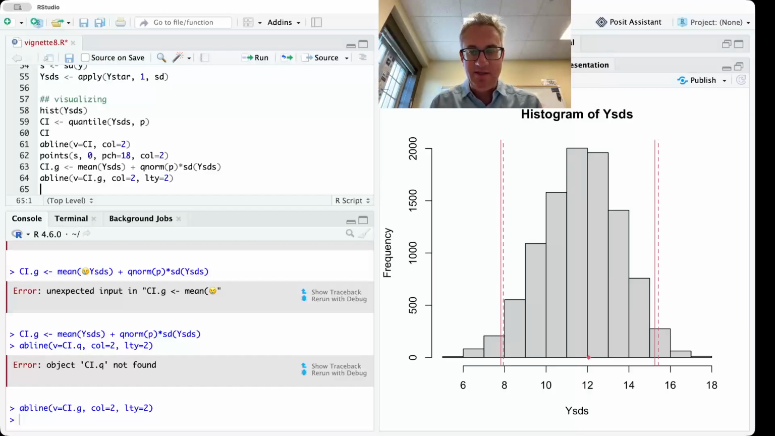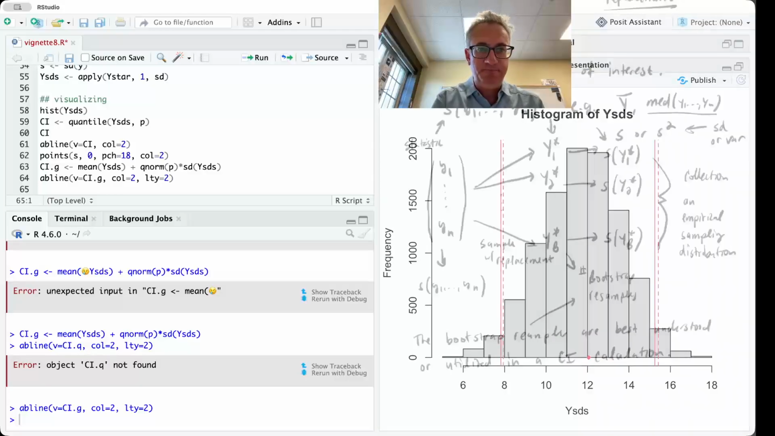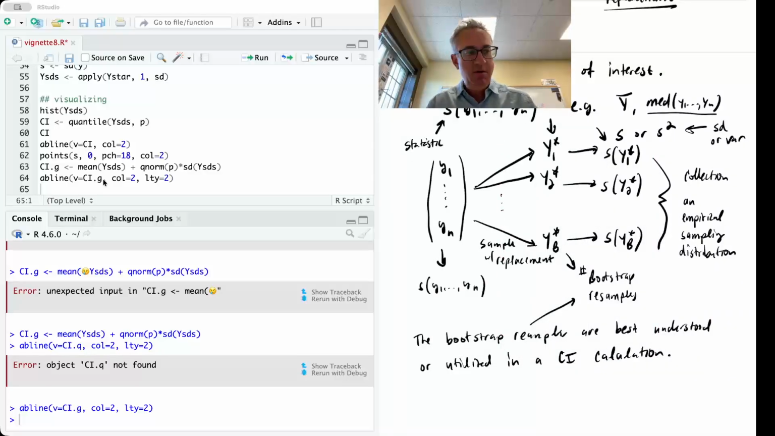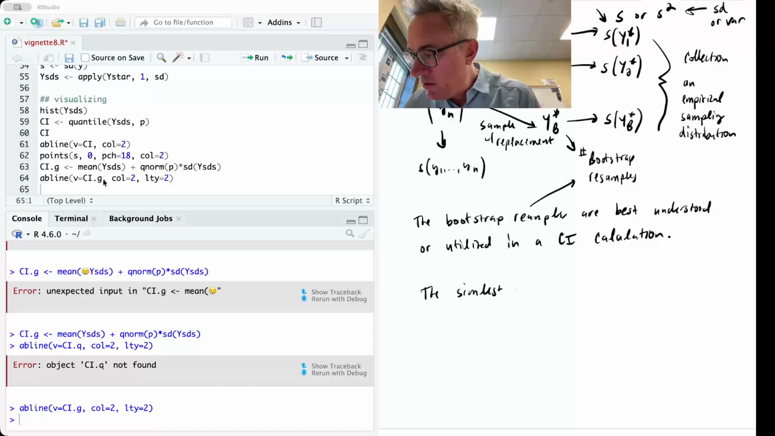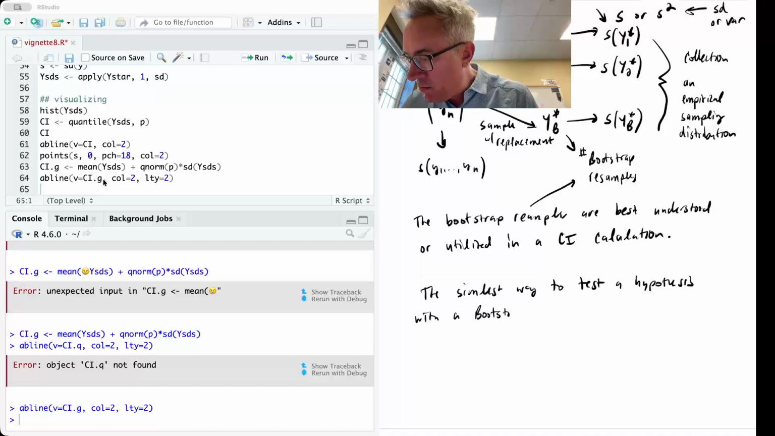All right, the last thing that I want to tell you about involves testing hypotheses. The simplest way to test a hypothesis with a bootstrap is to invert the confidence interval.